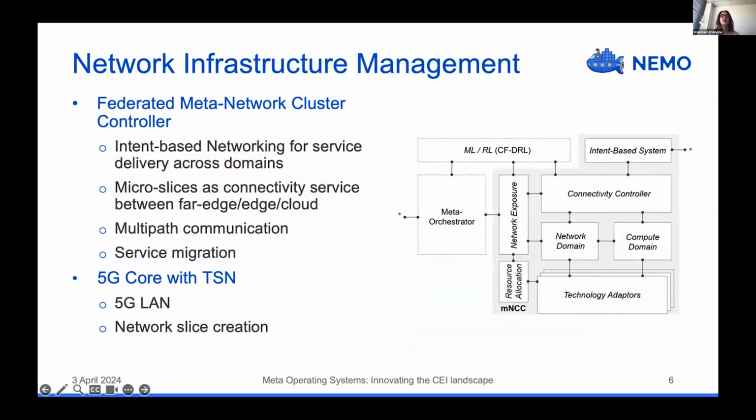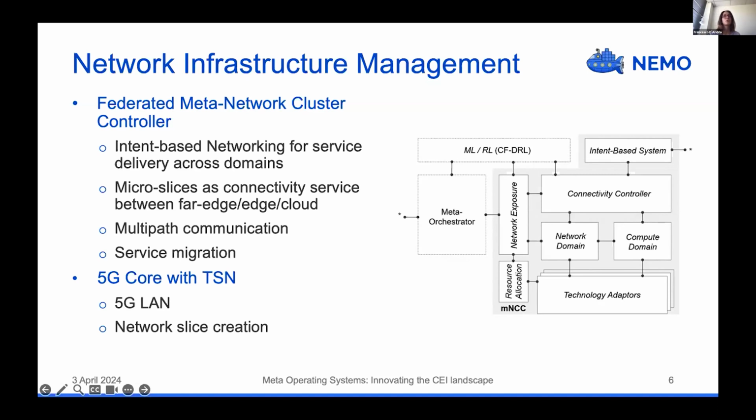I would now proceed with some more details on what kind of functionalities are supported in these different functional layers of the NEMO architecture. So starting with the network part, the network infrastructure management. The basic component here is what we call the federated meta network cluster controller. This one provides a control plane over the networking resources of diverse resources, I mean, across different providers.